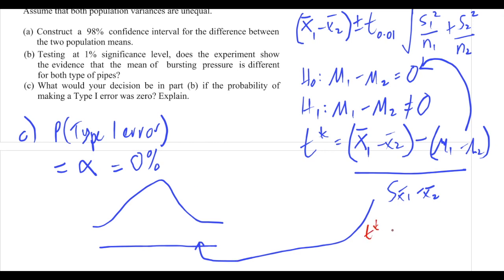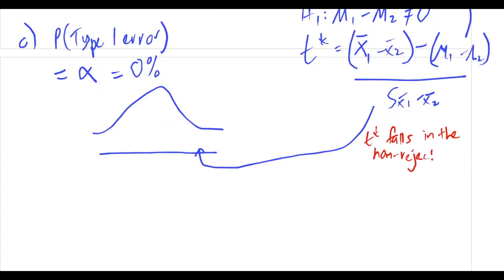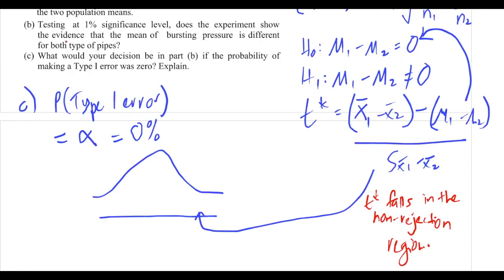T star falls in the non-rejection region. So we accept H null. When we accept H null, what is the conclusion? So there is no evidence that the mean of bursting pressure is different for both types of pipe, or the mean of bursting pressure is not different for both types of pipe.